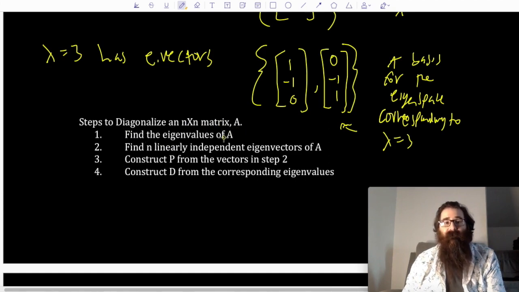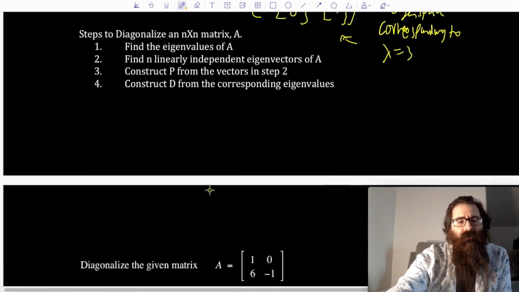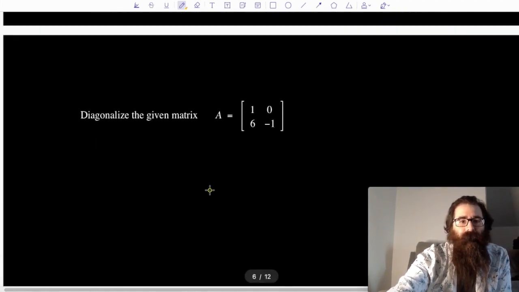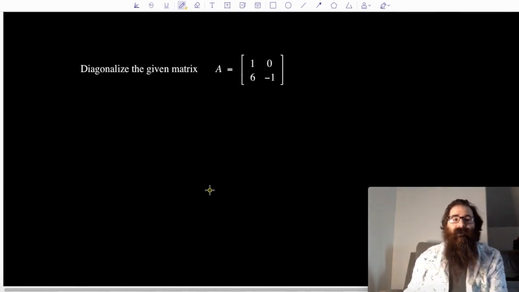First, find the eigenvalues of matrix A. Then, find n linearly independent eigenvectors of A. Steps 3 and 4 really sort of go hand in hand. Construct matrix P from the vectors in step 2. Construct diagonal matrix D from the corresponding eigenvalues. And be really careful when you do this. Make sure things stay respective. Let's see a first example together. Diagonalize the given matrix A.